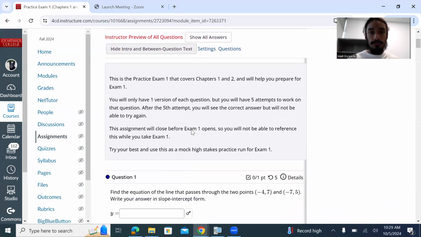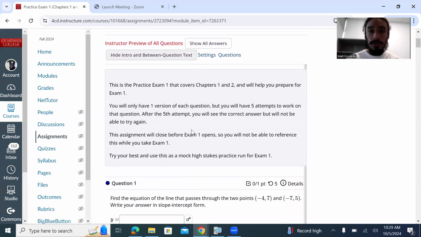This will help you prepare for the exam. You only have one version of each question, but instead of 3 attempts, you'll have 5 attempts to work on a question. So a little more high stakes, it's not an infinite amount of tries, to get you a little prepared for the exam. But after your fifth attempt, if you get it wrong still, then you'll see the correct answer. It's your responsibility to try to understand it.